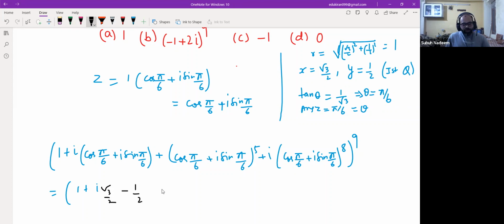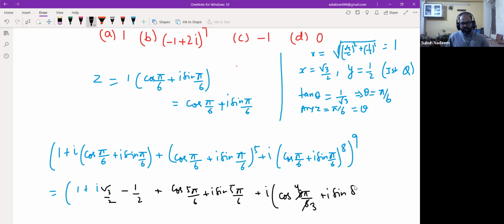Now here you can apply De Moivre's theorem, that is cos 5 pi by 6 plus i sin 5 pi by 6. And then i, here again De Moivre's theorem, cos 8 pi by 6, that will become 4 pi by 3, plus i sin 8 pi by 6, that will become 4 pi by 3, to the power 9.